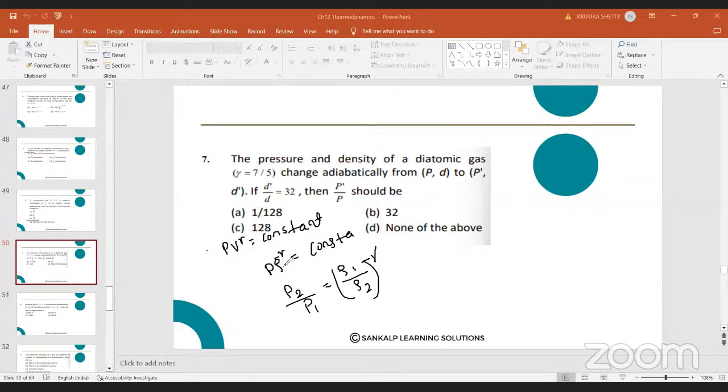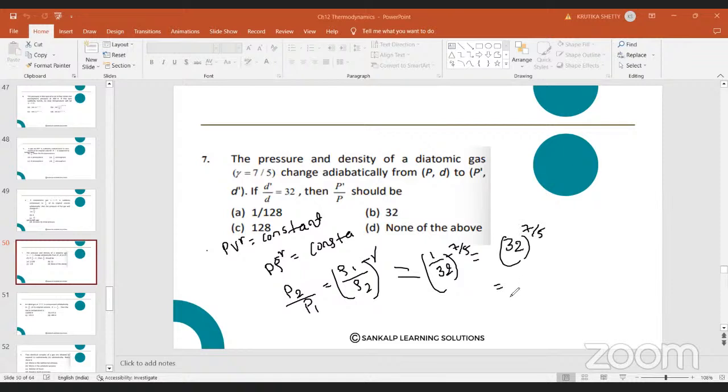So the density ratio they are giving you is 32, that is D2 by D1. What we need here is D1 by D2, therefore it will be 1 upon 32. It is 1 upon 32 to the power of minus 7/5. If I simplify this, it will be 32 to the power of 7/5. So what is the answer here? It is nothing but 128.